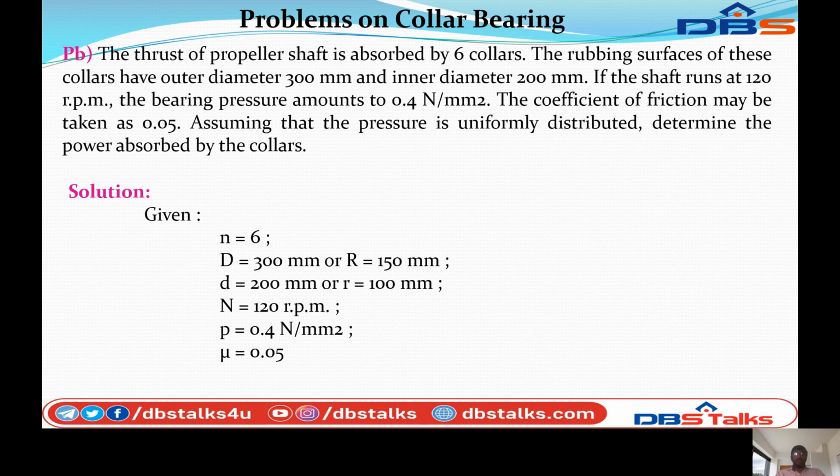So in this problem, we are given the number of collars, 6. The rubbing surface outer diameter capital D is 300 mm, so capital R equal to 150 mm. Inner diameter small d equal to 200 mm, so small r equal to 100 mm. Shaft running speed N equal to 120 rpm. The bearing pressure P equal to 0.4 Newton per mm square. Coefficient of friction mu equal to 0.05.